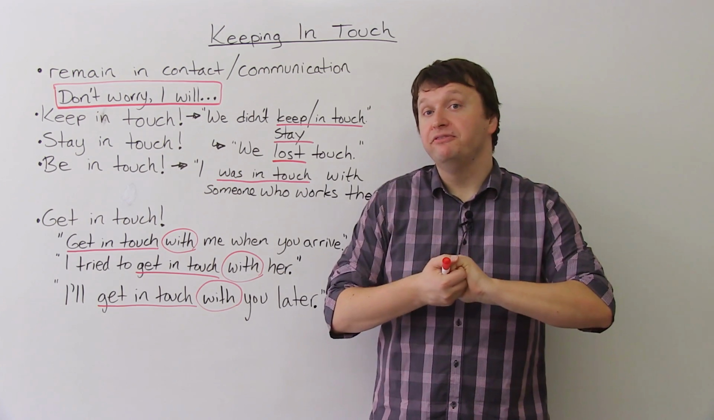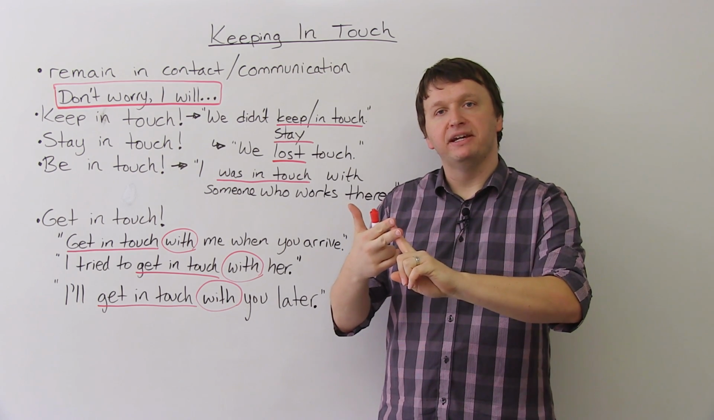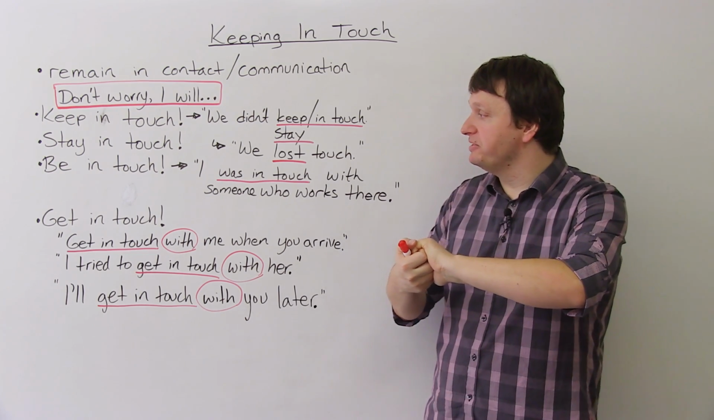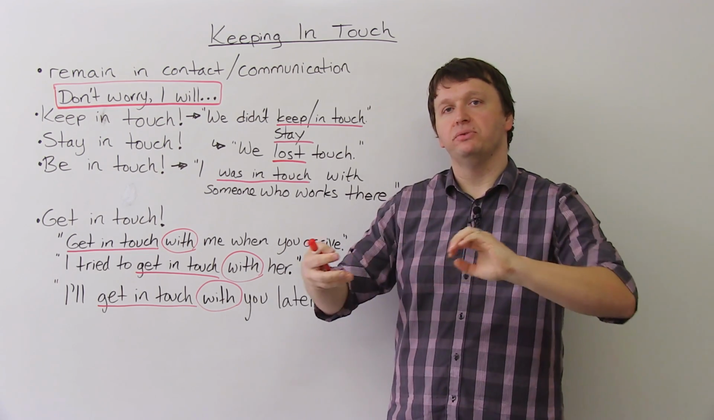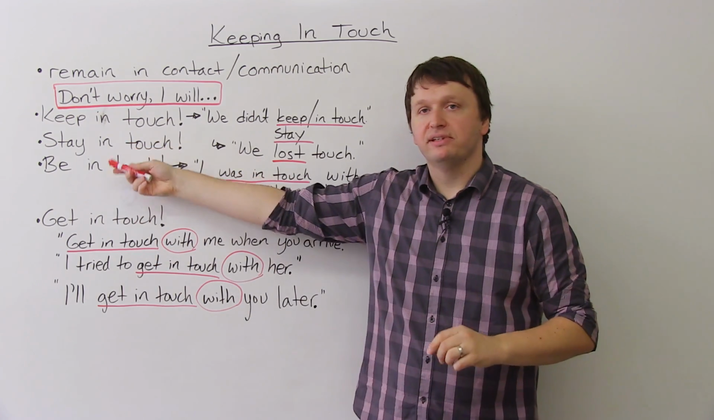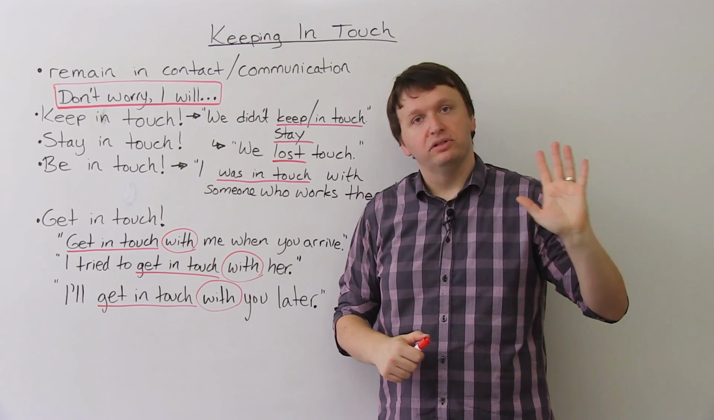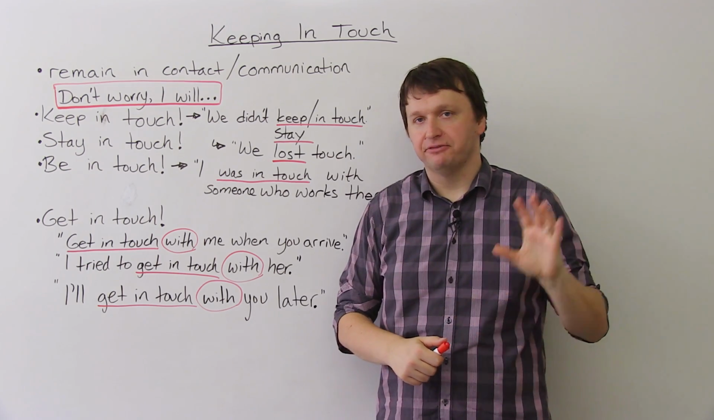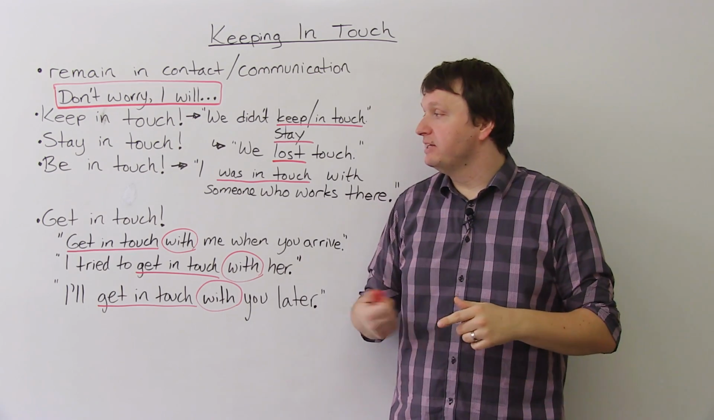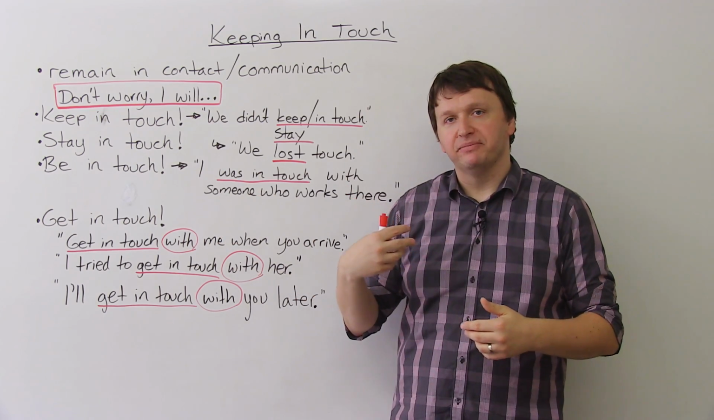All right, so review: keep in touch, stay in touch, be in touch. They all mean to keep communication, to stay in contact, stay in communication with a person. To get in touch means to start the communication, to initiate the contact. And you can use, especially keep in touch, when you're saying goodbye to a person that you're not sure if you will see them again for a long time. You can say, okay, yeah, keep in touch, stay in touch, be in touch. And to get in touch, you can use it as a command to tell a person to contact me, okay?